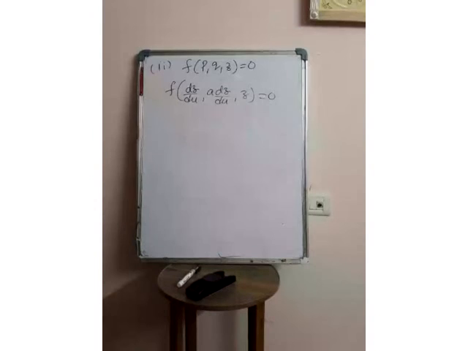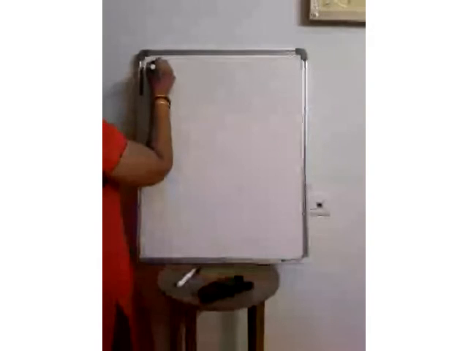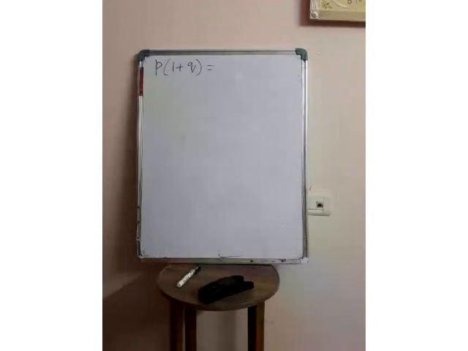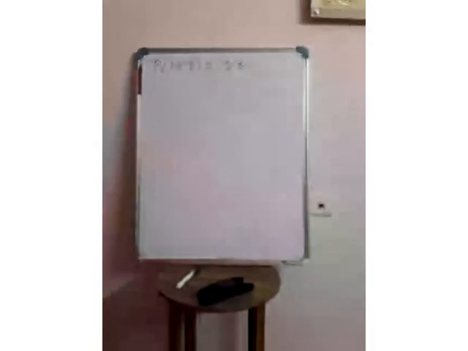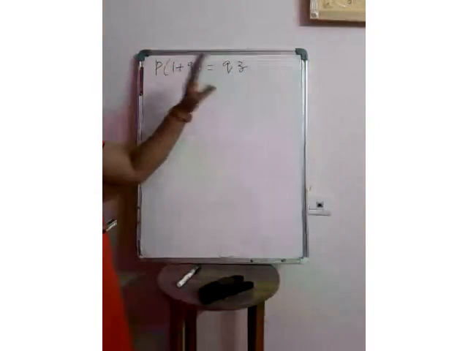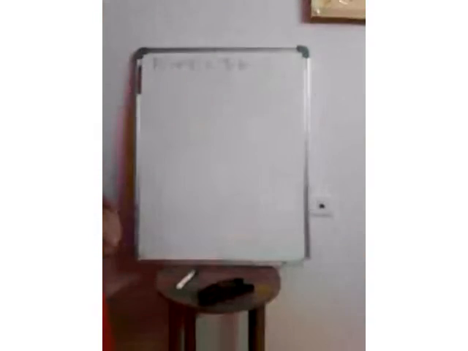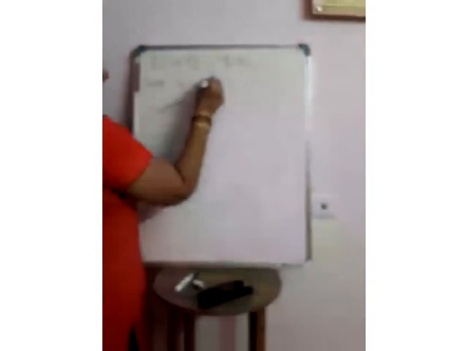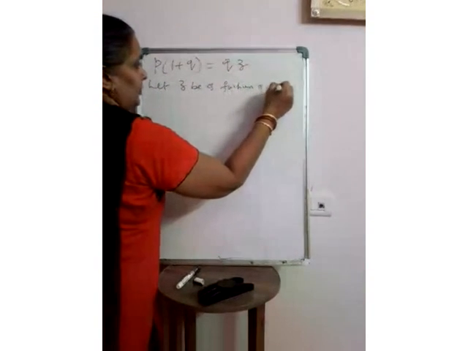Suppose you are given a problem like p(1 + q) = qz. You can observe that this is a non-linear equation because we have a term of p into q, and qz. Also, the equation consists of p, q, and z in this format. So what we do as a trial solution: let z be a solution, which is a function of u, where u = x + cy.